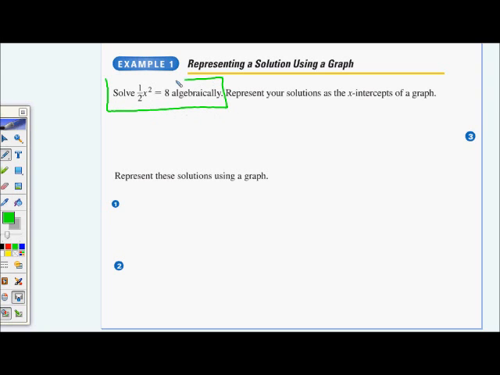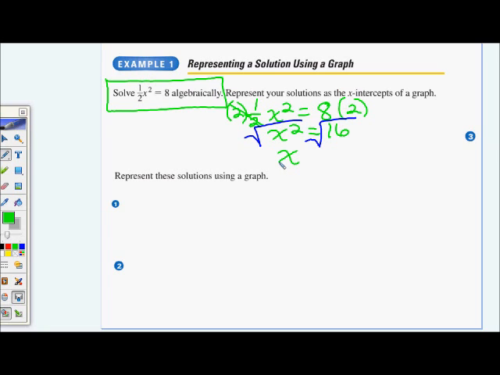They ask you to solve this problem algebraically. So to do that, we're going to say 1/2 x squared equals 8. I don't want to know 1/2 of x, so to get rid of that, I'm going to multiply both sides by 2. That leaves me with x squared equals 16. I don't want to know what x squared is, so now I can square root both sides, ending up with the square root of x squared is x, the square root of 16 is 4, and that could be a positive or a negative.